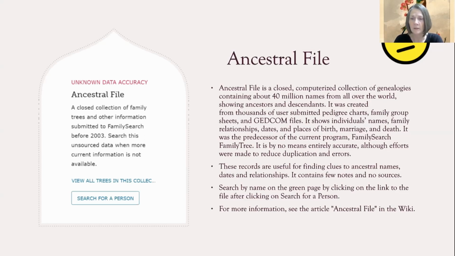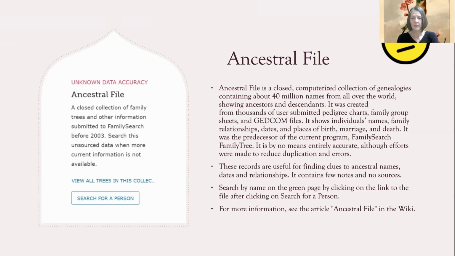And again, there are a lot of duplicates because they were submitted by members of the Church of Jesus Christ of Latter-day Saints. And so a lot of us have similar ancestry, so there are a lot of duplicates in there. But what it does is it shows the individual's names, the family relationships, the dates, and the places of birth, marriage, and death. So it's actually really good in the sense that it has a lot of information if people could find it. They're useful for finding clues to ancestral names, dates, and relationships. There's no sources at all, though. They did not include any sources in there. It was too much for them to try to keep the sources, so they didn't even want sources.